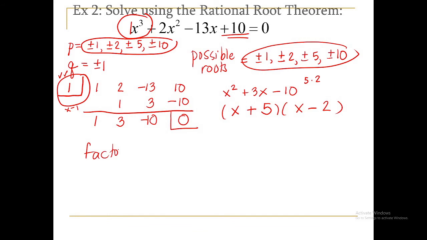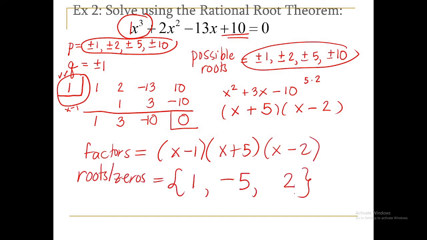What are the factors here? X minus 1, x plus 5, and x minus 2. There you have it. And what are our roots or our zeros? Positive 1, negative 5, and positive 2. There you have it.